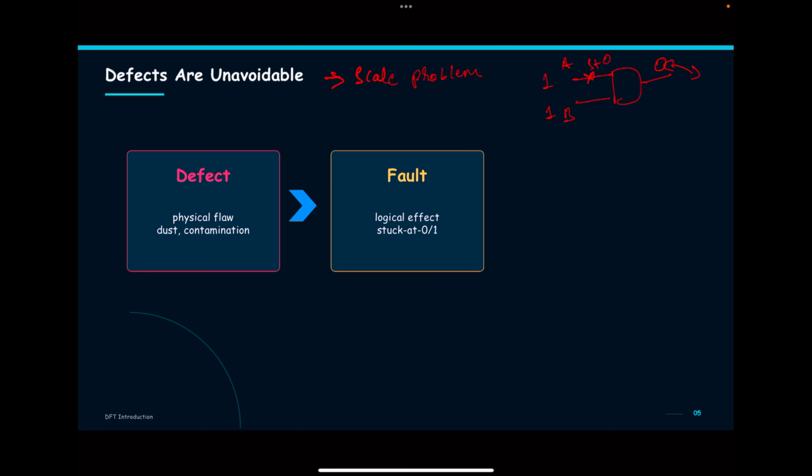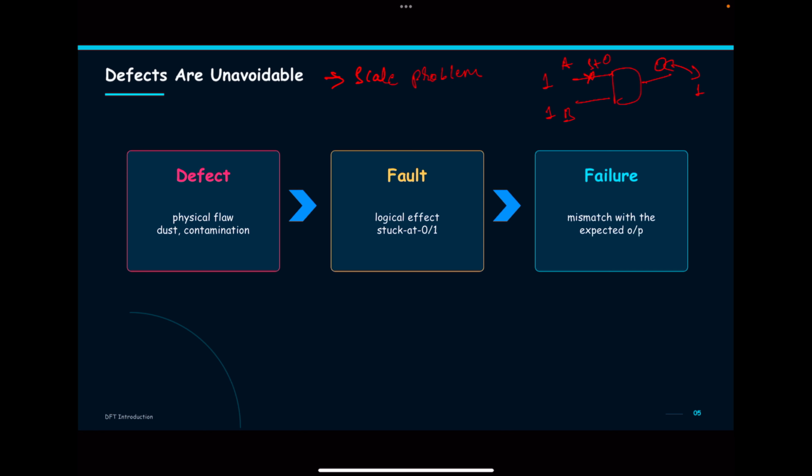So the expected output was 1. There is a mismatch. This leads to the functional failure of the design. This is where the physical defect changes into a logical fault and then a functional failure. That's exactly why DFT is needed. DFT helps us convert these invisible defects into detectable logical failures using test patterns.